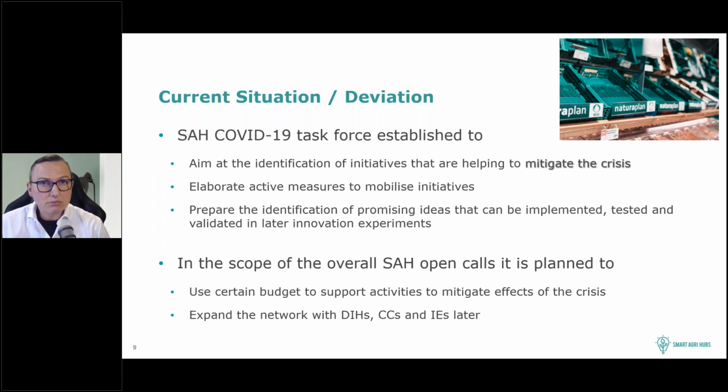So are there possibilities or not? And are there active measures to mobilize initiatives? And then we also said, well, we can also possibly find some ideas, support ideas for innovation experiments on the medium term. And then we said, well, in the scope of the overall Smart Agri-Hubs open calls, yes, let's put a certain budget on the realization of a specific call concerning COVID-19, more as a kind of short term.